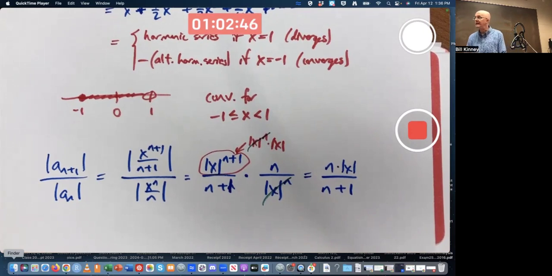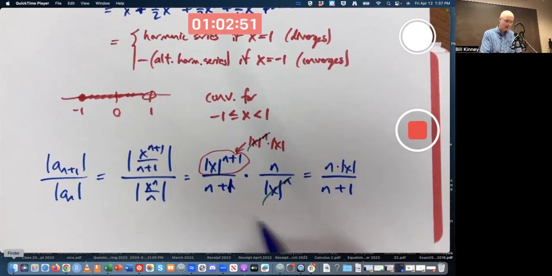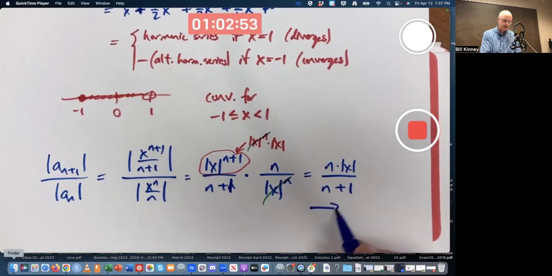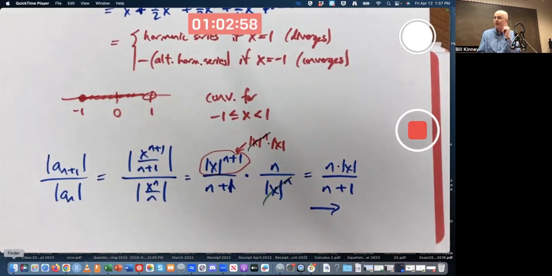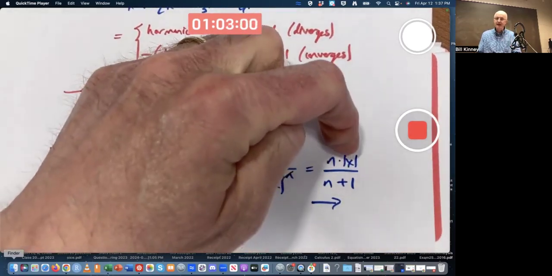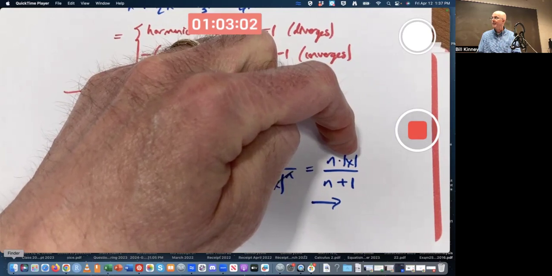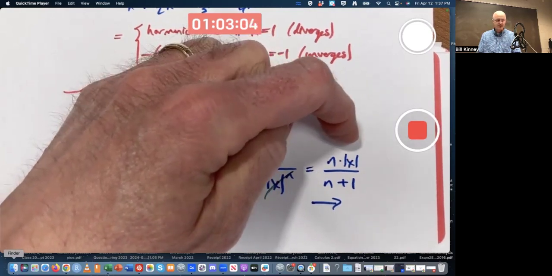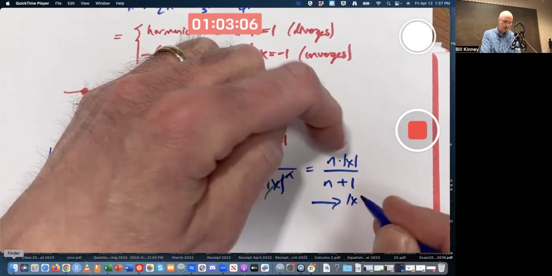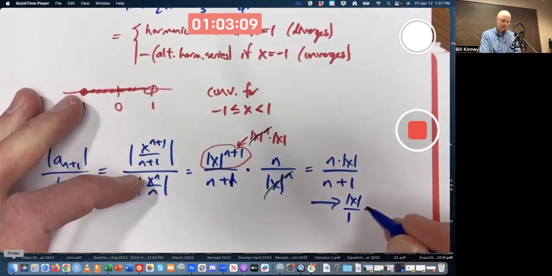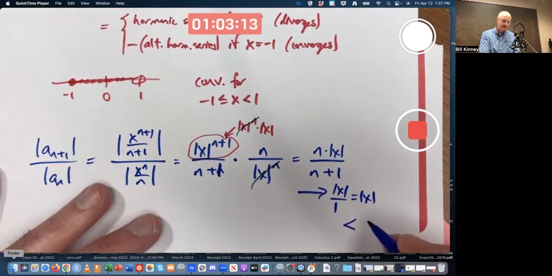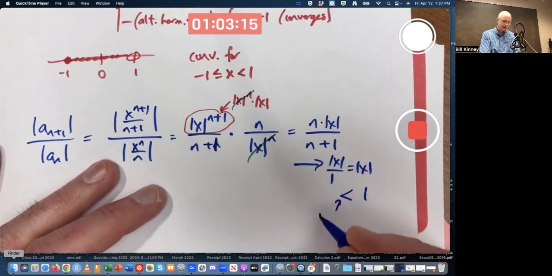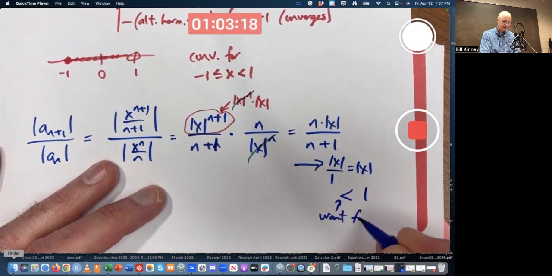Now let n go to infinity. Think of x as fixed. What does this approach? It's a rational function of n where the degree of the top and the bottom are the same. They're both 1. Absolute value of x is just a coefficient, so to speak. As n goes to infinity, that's going to approach the absolute value of x over 1, the absolute value of x. For the ratio test to guarantee convergence, we want that to be less than 1.